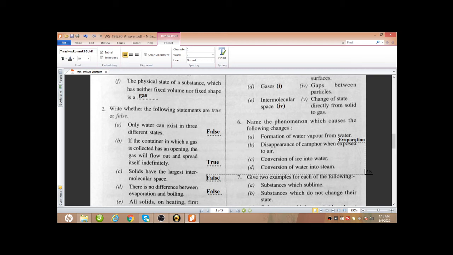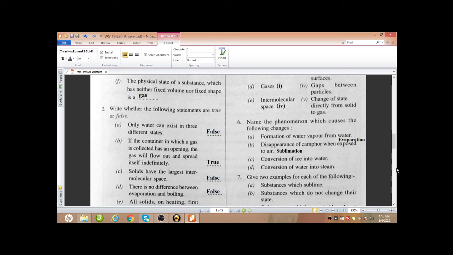So next, disappearance of camphor when exposed to air. This is called sublimation. Yes, camphor can show sublimation. Solid camphor will get mixed with air, and after some time it will disappear, meaning we will see nothing. We can only get the smell of camphor. So this is the phenomenon of sublimation.